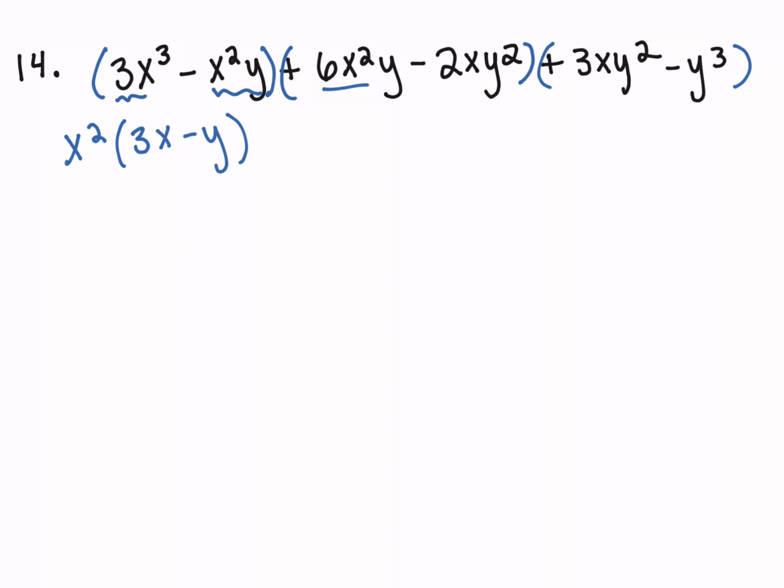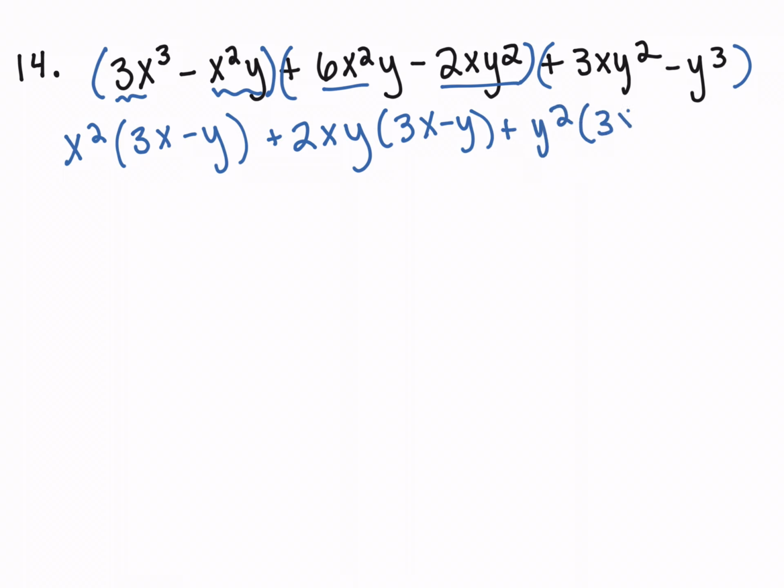The second set of parentheses, they each have a 2xy, and we're left with 3x minus y. And you can already see how the parentheses are matching, so hopefully that will work out for the last one. So for the last set of parentheses, we can take out a y squared, and we're left with 3x minus y. So this worked out perfectly because these parentheses are all exactly the same, meaning they all have a GCF.